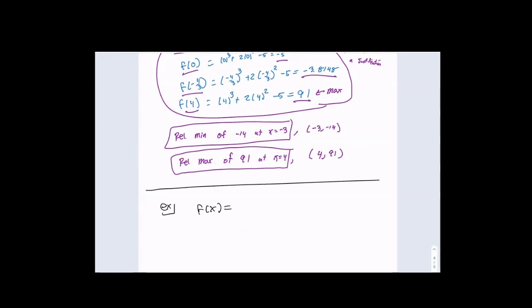F of x equals, can someone give me a quadratic? Give me a quadratic function. Any quadratic function. Somebody, you want an example? Wait, do you want the whole thing? Just give me a quadratic function. That's not a quadratic, Mana.